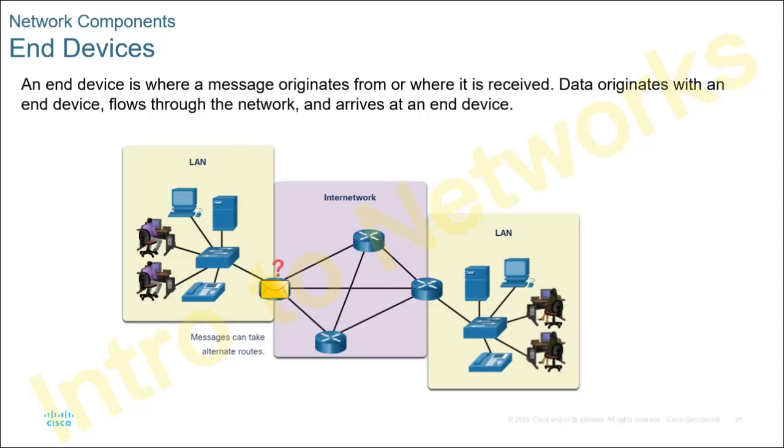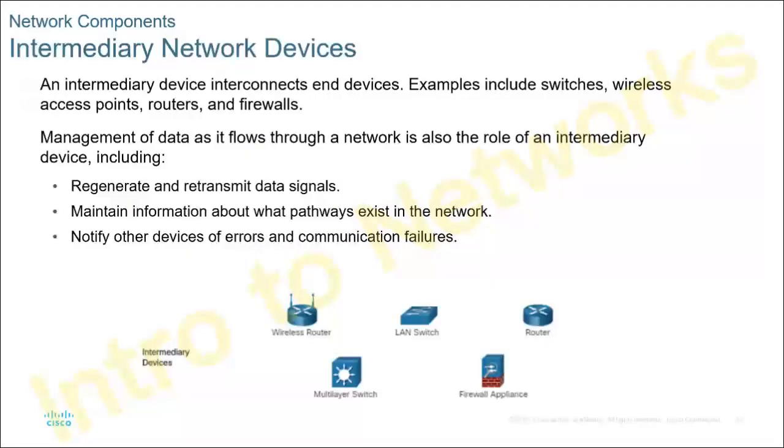So this internet network, what is this comprised of? It's normally comprised of what we call the intermediary networking devices. These are going to be things that interconnect end devices: switches, wireless connections like a wireless access point, routers, firewalls, things like that. They are to help manage the flow of data through the network.